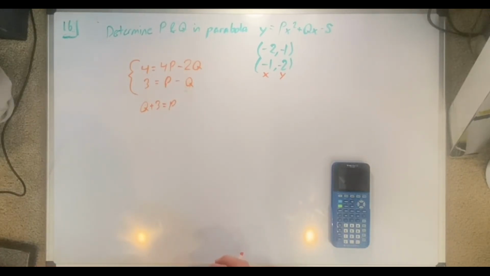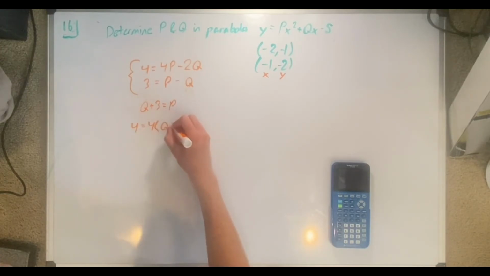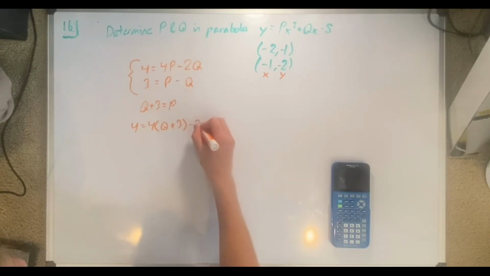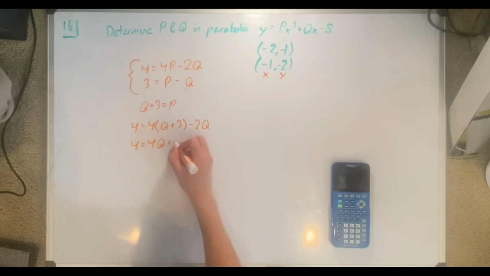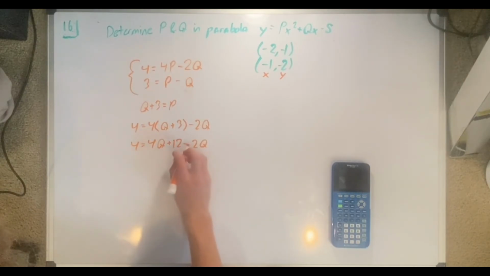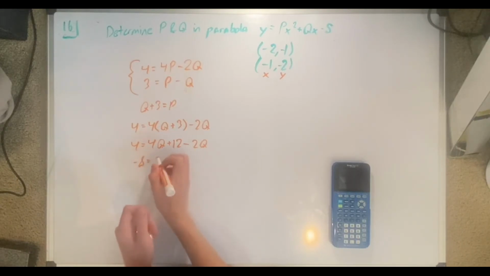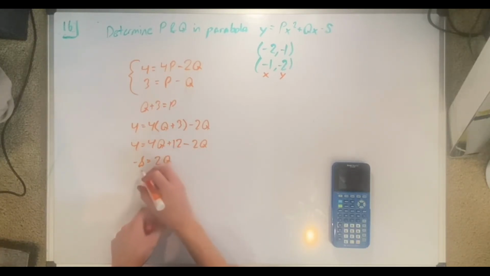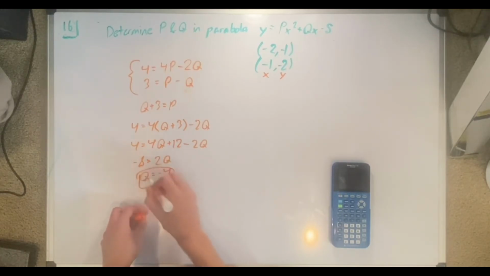Substitute this whole thing in for p in the top equation. 4 is equal to 4 times (q plus 3) minus 2q. 4 is equal to 4q plus 12 minus 2q, and then add everything together. Subtract that 12 over to give us negative 8 is equal to 2q. q is equal to negative 4. So that's part of our answer.